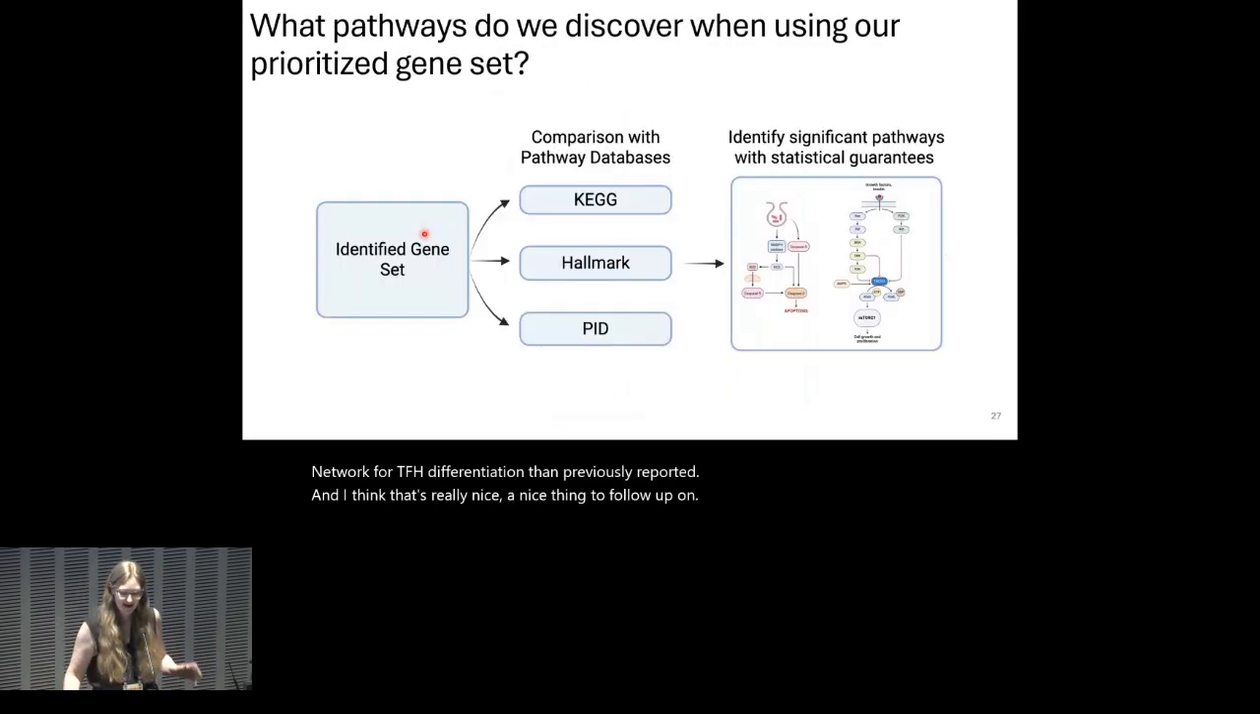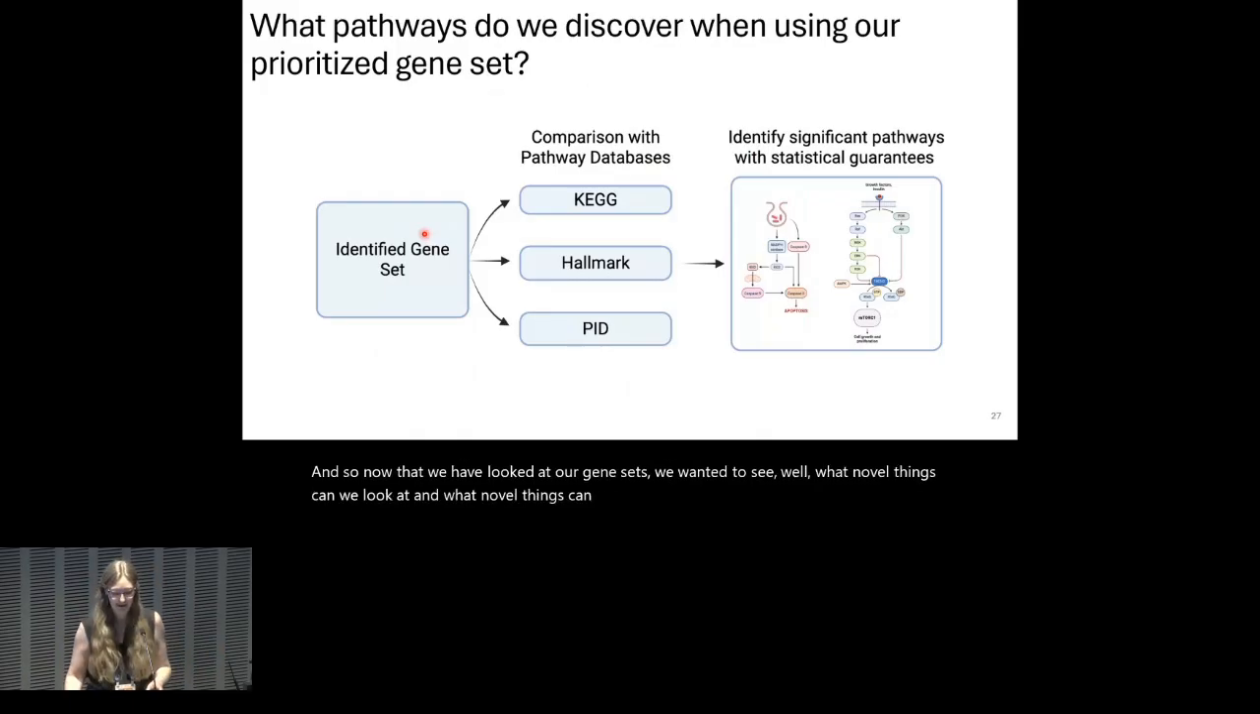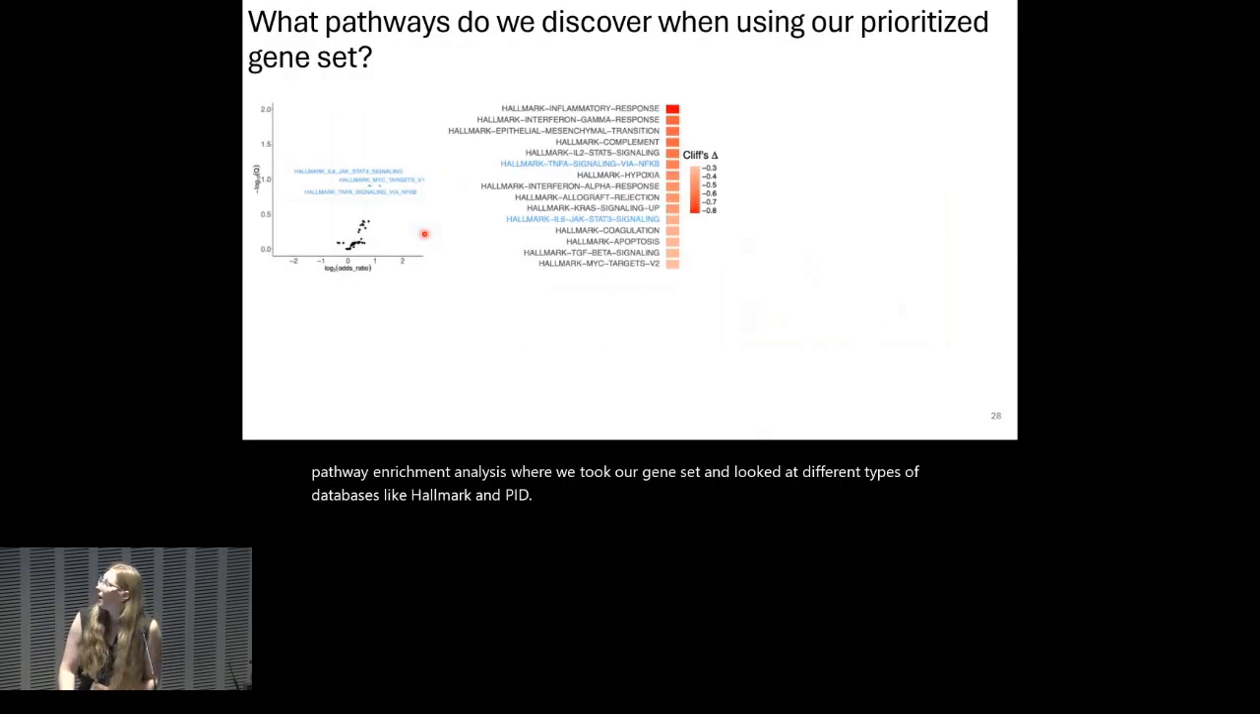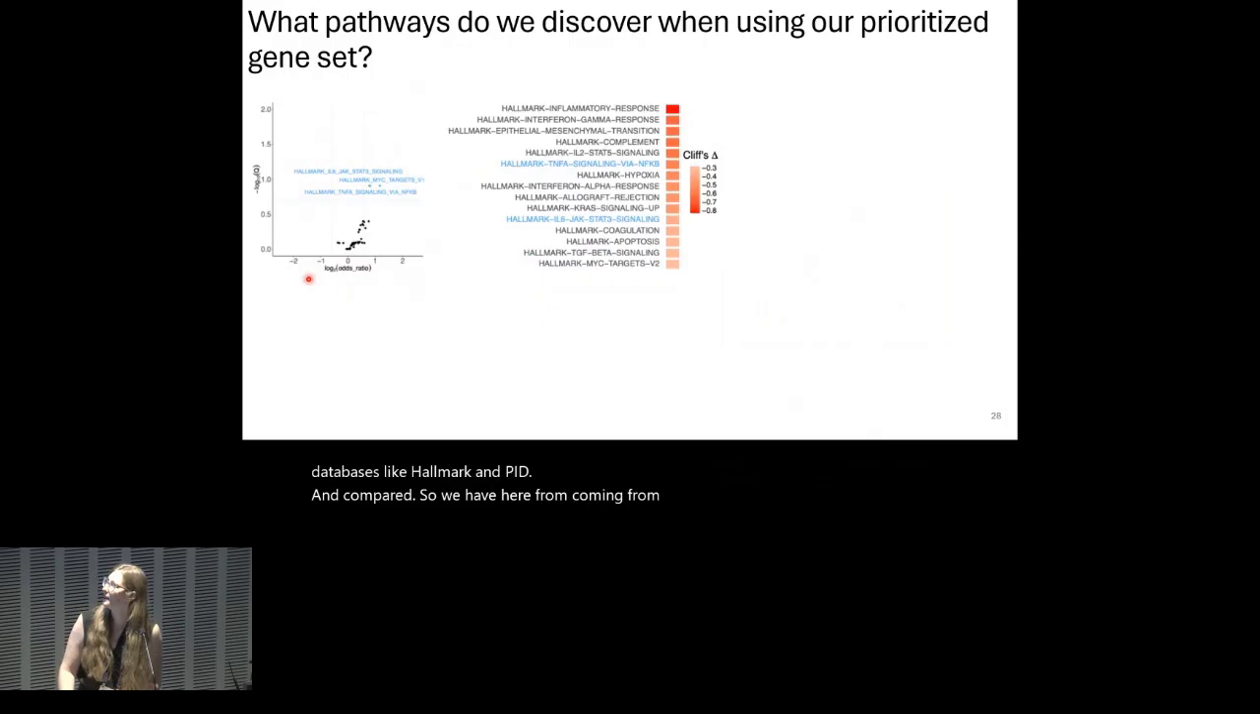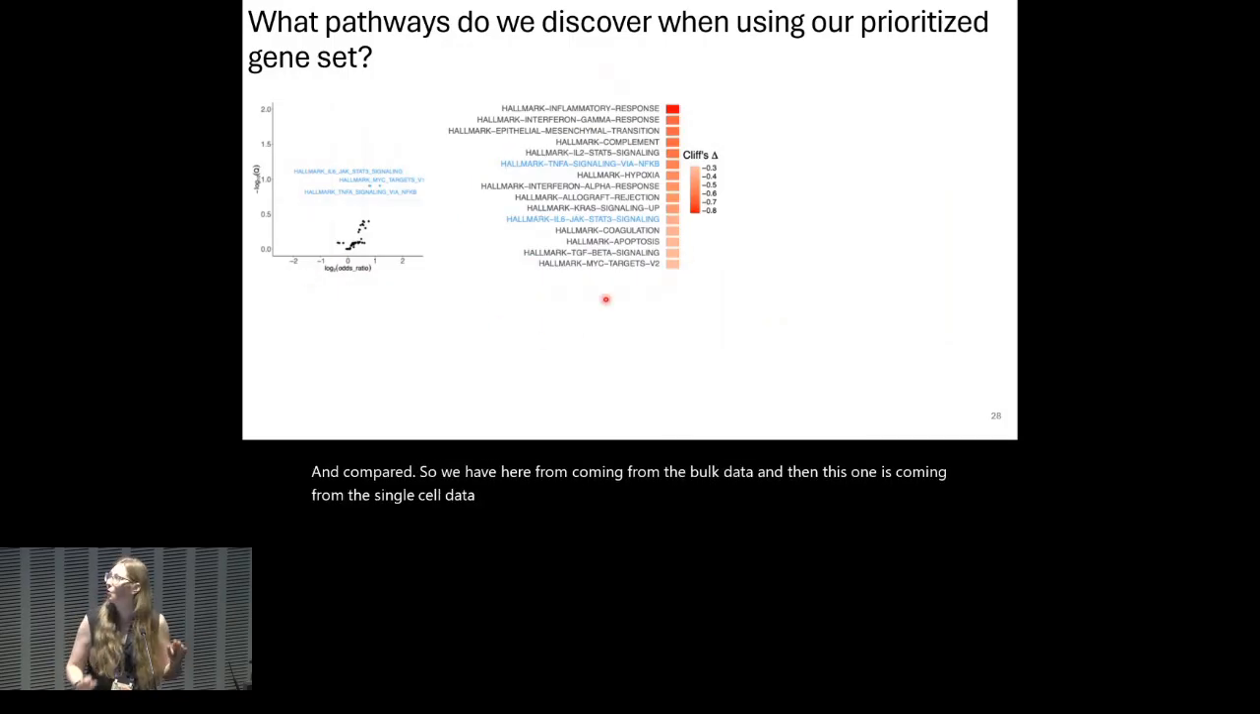And so now that we have looked at our gene sets, we wanted to see, well, what novel things can we look at and what novel things can we discover through the pathways? So we did a pathway enrichment analysis where we took our gene set and looked at different types of databases like Hallmark and PID. And so we have here coming from the bulk data, and then this one is coming from the single cell data, and they're pretty much in accordance of what pathways come up.